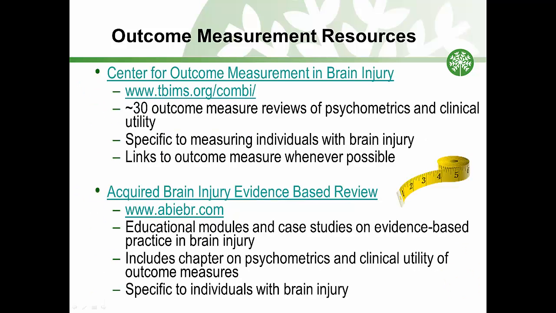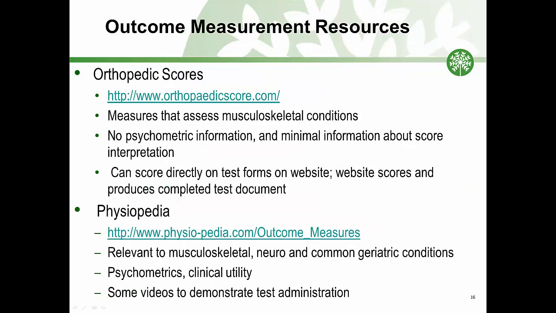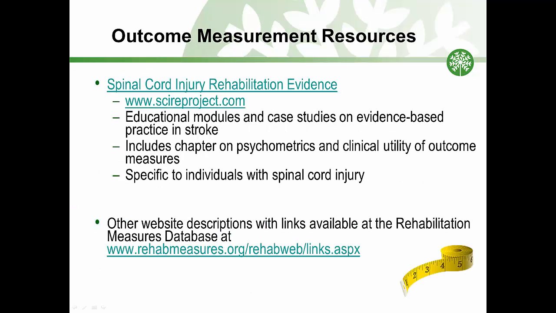The next two resources listed on this slide, the Center for Outcome Measurement in Brain Injury and the Acquired Brain Injury Evidence-Based Review, provide information specific to outcome measures for patients, of course, with brain injury. Now here are some additional sites that may be of assistance to you as well, depending on the population in which you treat. The Spinal Cord Injury Rehabilitation Evidence, SCIRE, is another disease-specific resource that's available to you as a student as well as a clinician within the field. Other website descriptions with links are available at the Rehabilitation Measures Database that we've talked about previously.